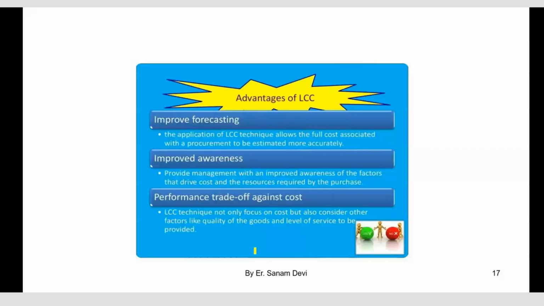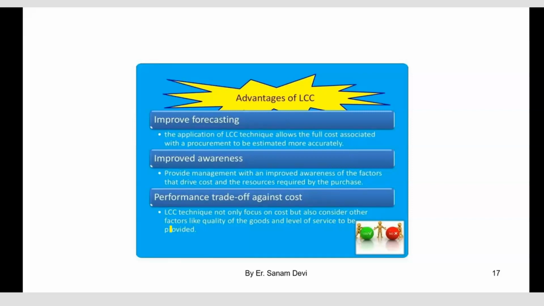Advantages. It improves forecasting, improves awareness, and gives performance trade-off against cost. Means the application of the LCC technique allows the full cost associated with a procurement to be estimated more accurately. Means our thinking power will improve. What price will be required for a whole cycle, we can know about that. Improve awareness. If we know about costing, we will think: if I invest in that one, this price will be required for me. Then we can take a decision according to that.